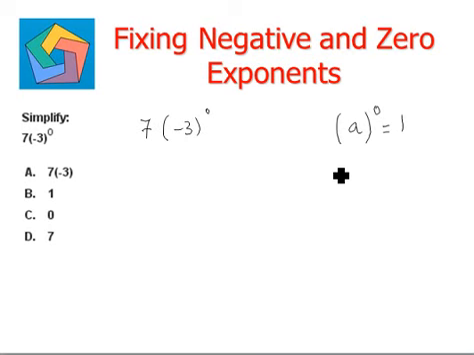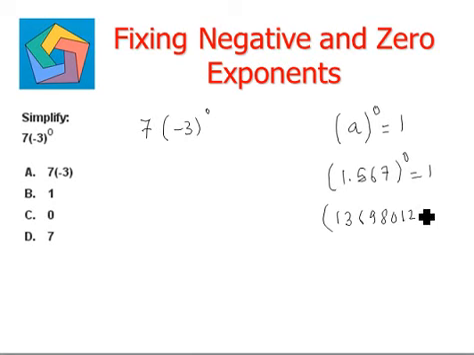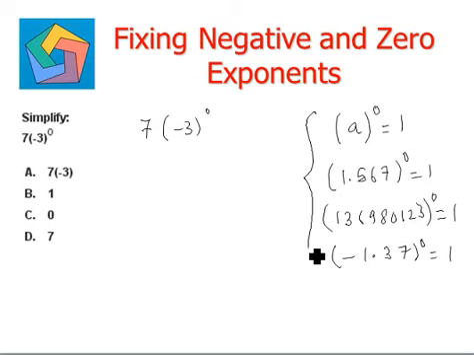For that matter, if I have 1.567 raised to the power of 0, this is also 1. If I have any big number, say 136980123 to the power of 0, this is also 1. Be it a negative number, negative 1.37 to the power of 0, this is also equal to 1. So any quantity which is raised to the power of 0 becomes simply 1.